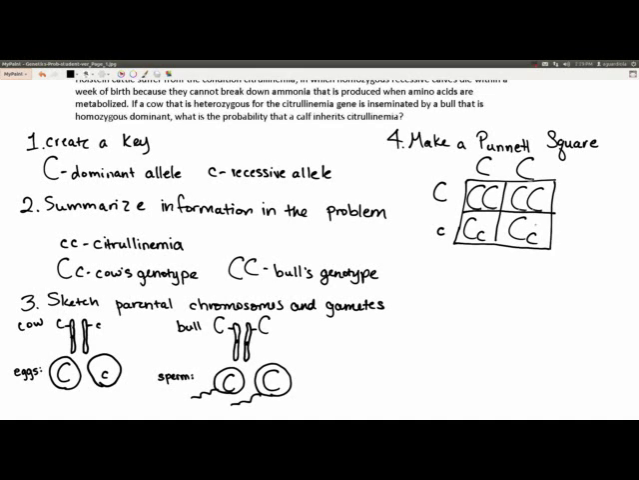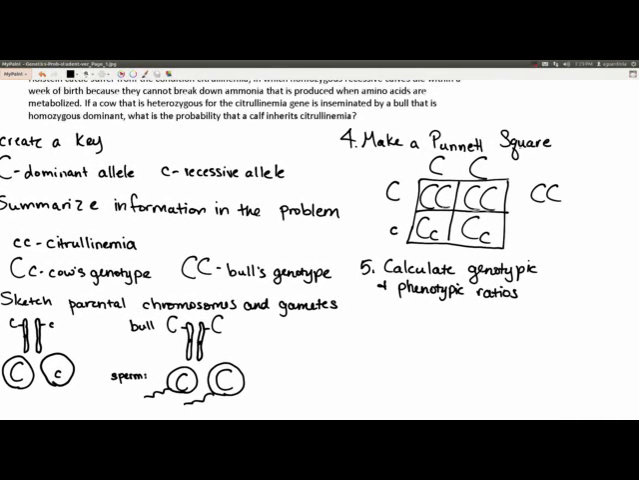And then we want to calculate the genotypic and phenotypic ratios. So we'll look and see all the different genotypes that we have. I see two individuals that are homozygous dominant and two individuals that are heterozygous. We can actually reduce this. If you divide each side by 2, you'll have a ratio of 1 to 1. So this is our genotypic ratio.